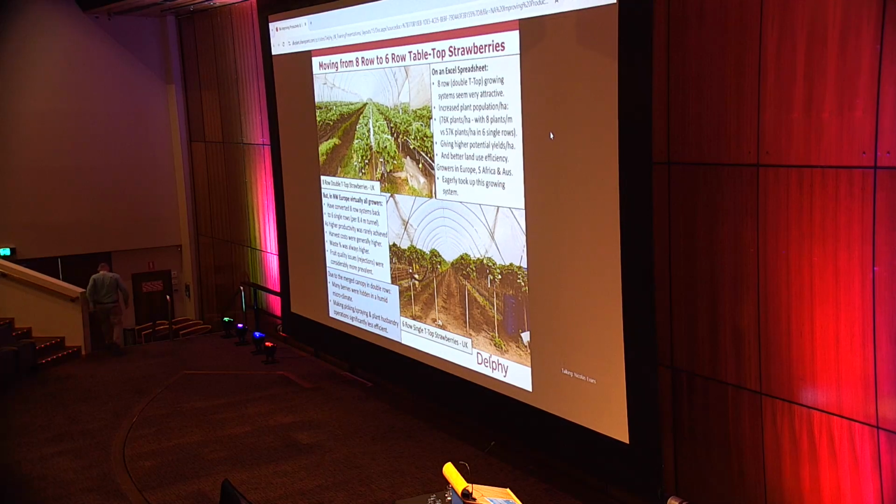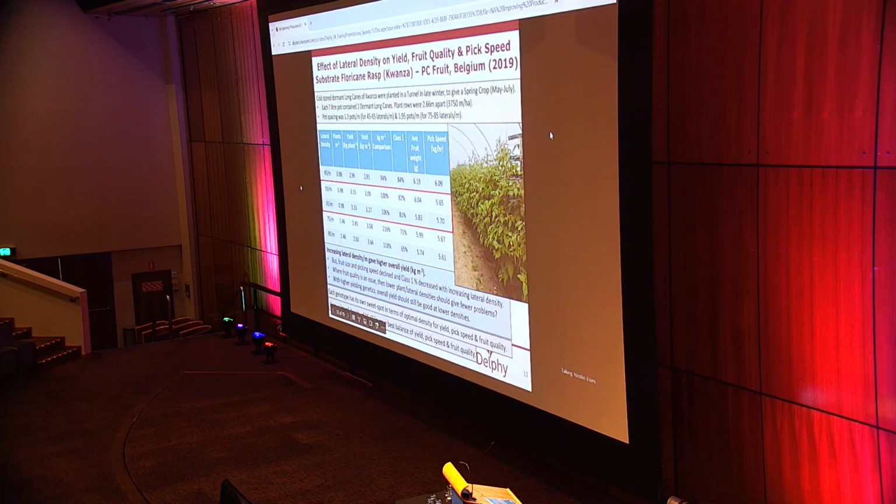Many berries were hidden in a humid microclimate, and this made picking, spraying, and plant husbandry operations significantly less efficient, including leaf management, where we're removing leaf to maintain canopy efficiency and exposure of fruit. All of these things are more difficult on a double row system. And we can look at a similar idea in raspberries, so the effect of lateral density on yield, fruit quality and pick speed.